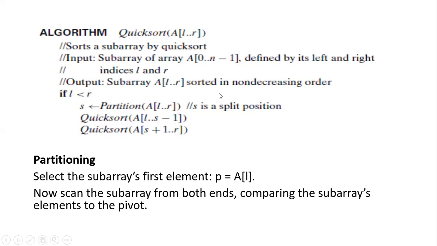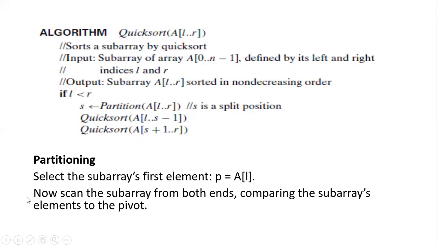call a partition function. That is, I am dividing my problem into subproblems of size n by 2. If I have 10 elements in my array, I divide my problem into 2 subproblems where each will have 5 elements in the array. Then I call the quick sort again, in a recursive fashion.